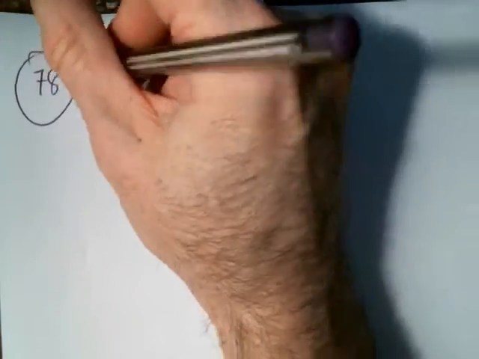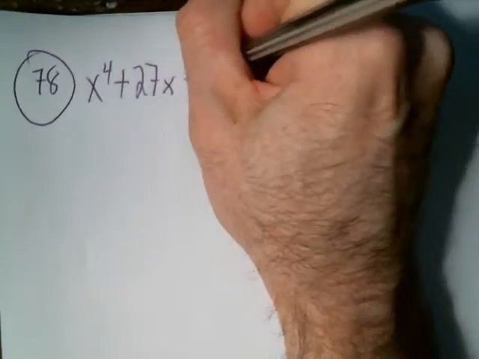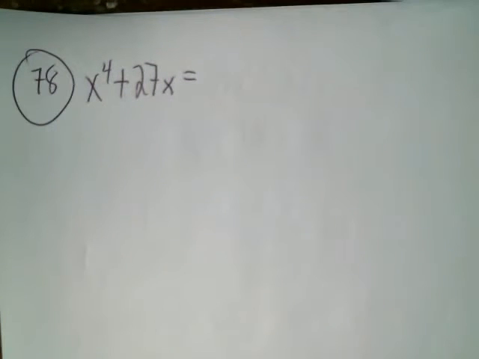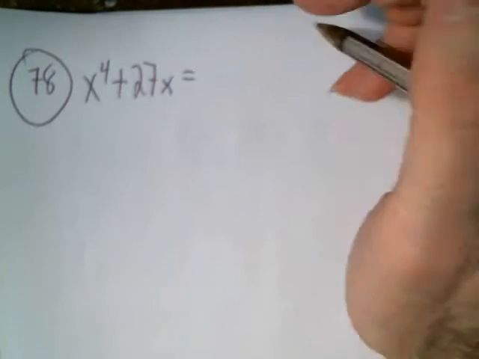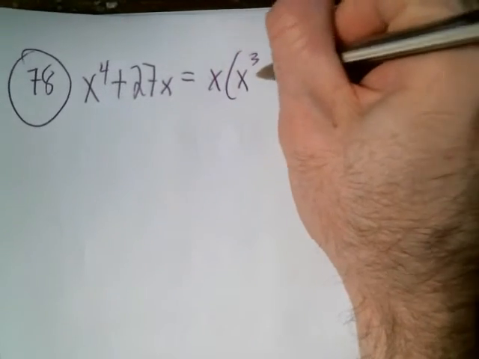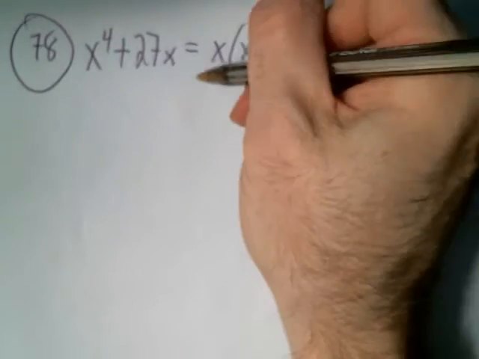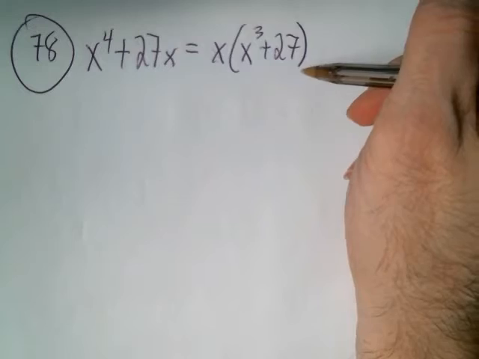What else? So we get 78. x to the 4th plus 27x. We'll just do 2 more with multivariables after this one. I could pull out an x. That's going to leave me with x cubed plus 27. This is a sum of cubes.